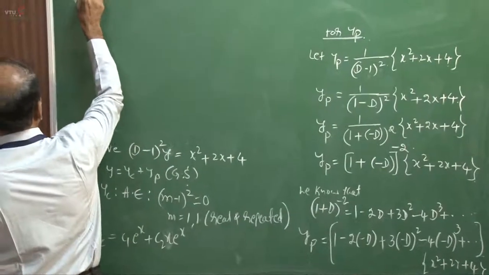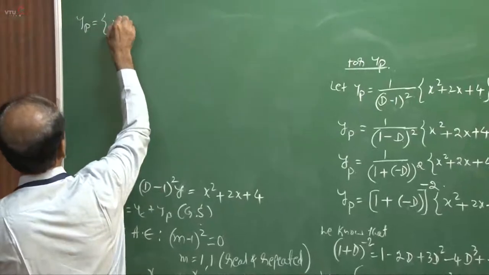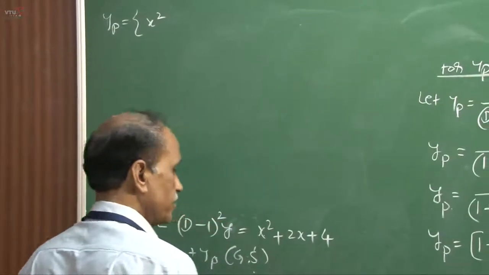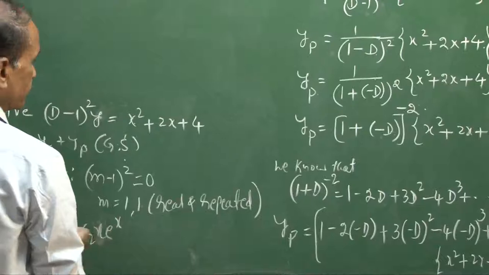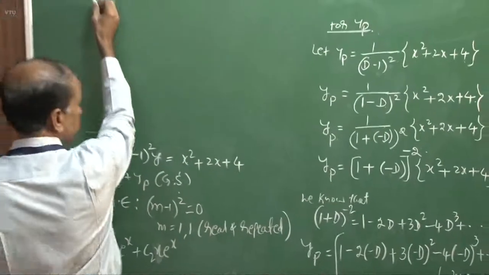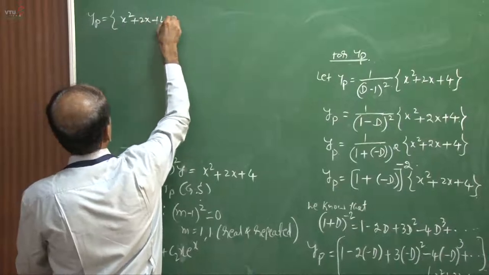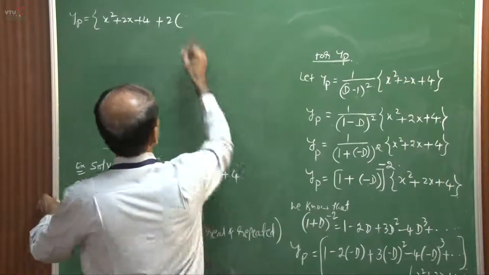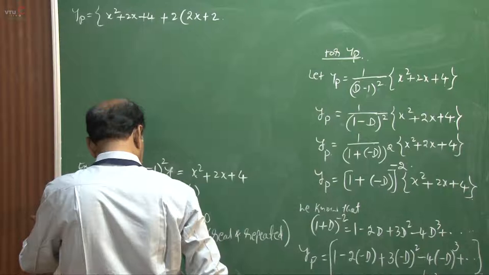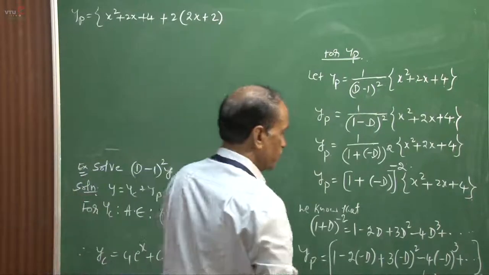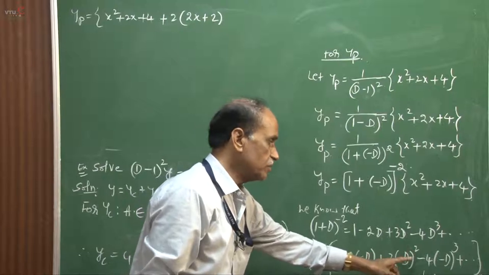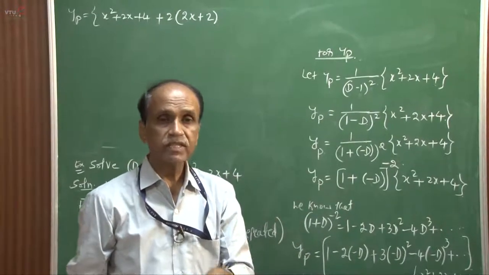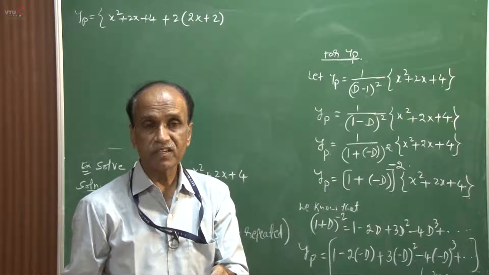That is, yp is equal to x square plus 2x plus 4. Minus into minus becomes a plus sign. You have to differentiate, so 2 times D is operated on x square plus 2x plus 4, which gives plus 2 times the differentiation of the given function, that is 2x plus 2. Then minus of minus D whole square means plus D square, and 3 times D square. That means D square is operated on x square, D square on 2x, and D square on the constant 4.